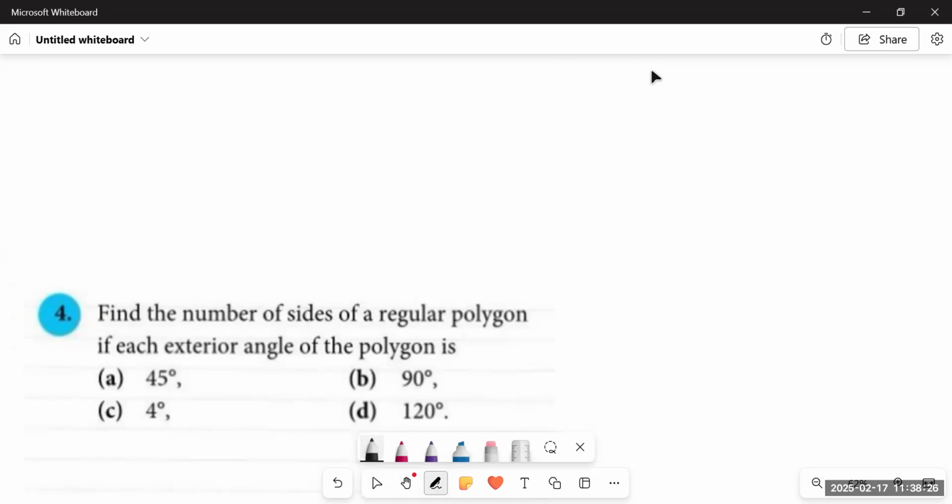Polygons are all the shapes like triangle. Poly means many, gon means side. So it starts from triangle. Triangle is the first polygon having the smallest number of sides, that is 3. Okay, this is a triangle.